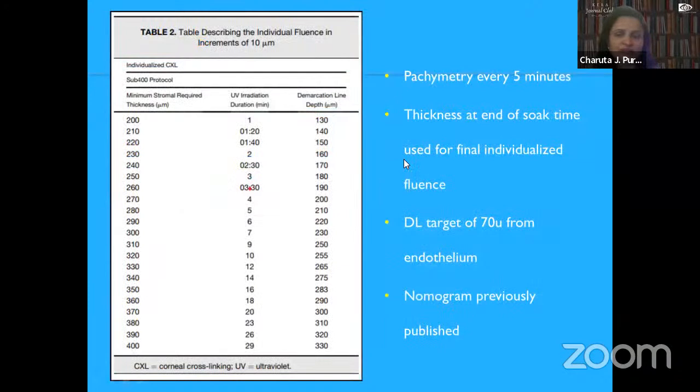So pachymetry was initially taken every 5 minutes, and at the end of the soak time, the thickness was measured. This thickness was utilized keeping a demarcation line target of 70 microns from the endothelium. This was the nomogram that was previously published.